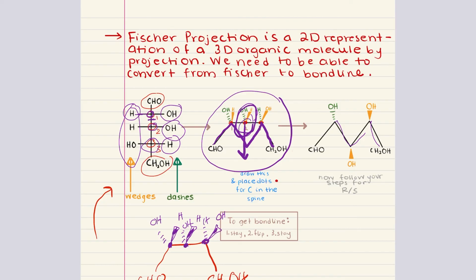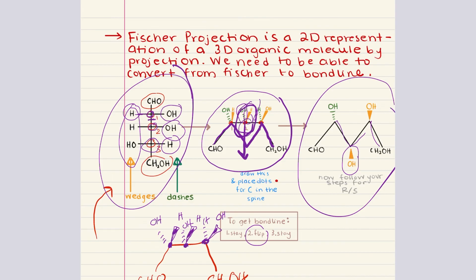When we do that, that means we are going to flip that group. When we bring it down, we flip it. So now the alcohol that's on a dash goes on a wedge, and the hydrogen that's on a wedge goes on a dash. And from there, our final step is to make sure that when we're drawing our bond line, we don't explicitly draw the hydrogens. And so we have gone from Fischer projection to bond line following these steps.